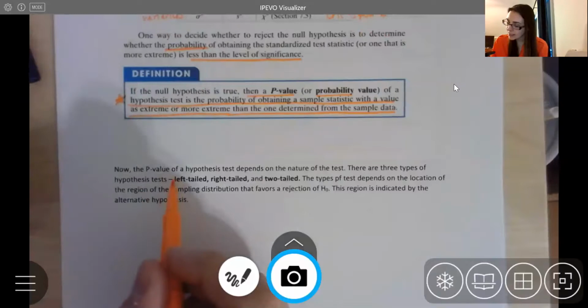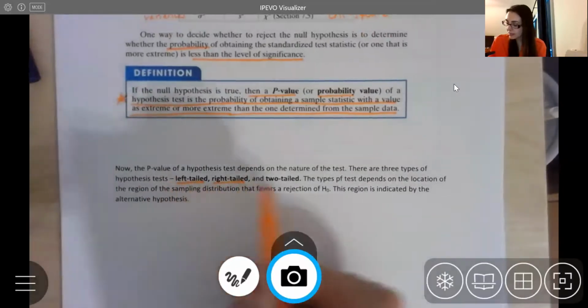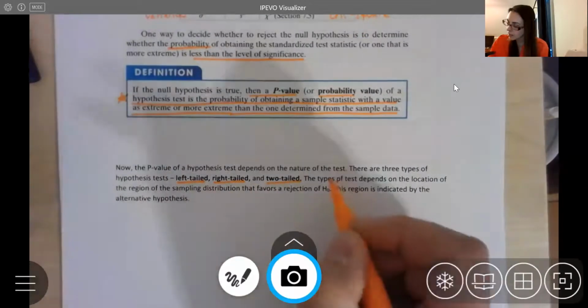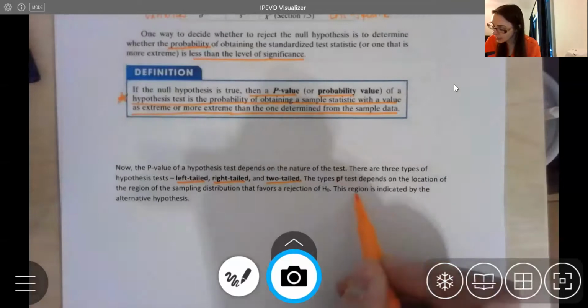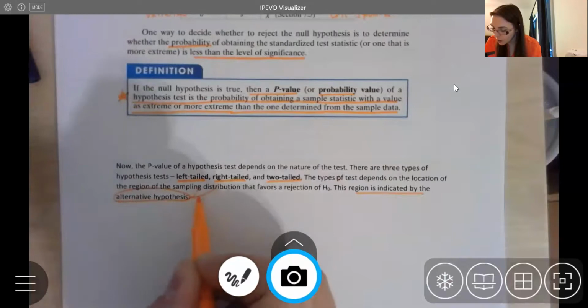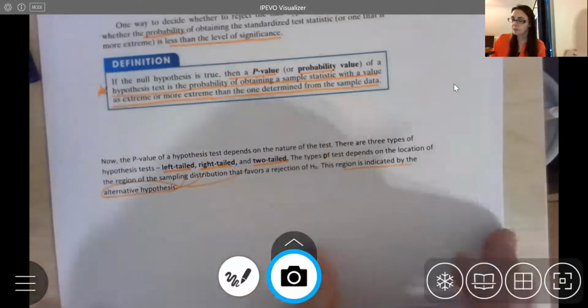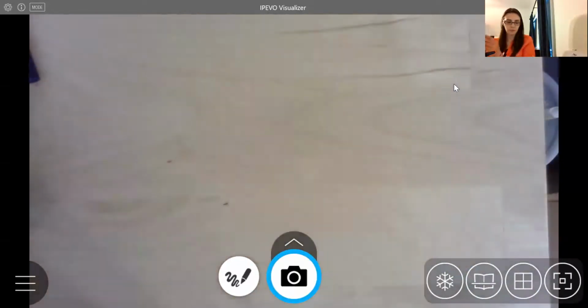Your p-value does depend on which type of test you are doing. So we have left-tail test, right-tail test, and two-tail test. And sorry, a typo here. The type of tests depend on the location of the region of the sampling distribution according to the rejection region of the null hypothesis. Now, this rejection region is actually indicated by the alternative hypothesis. So that's actually the one that's going to tell you which type of test to use. And it's much easier than it sounds.